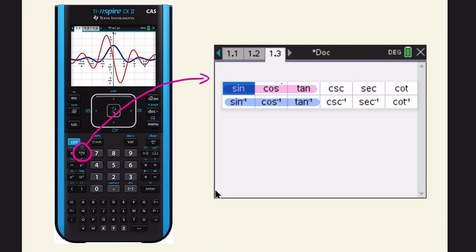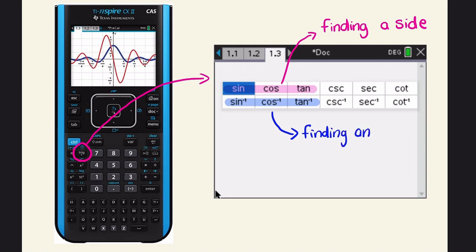So these top functions we use when we're finding a side. When they give us an angle and we're looking for a side, we use those top functions. These bottom ones we use when we're finding an angle. Okay, so now that we have our functions all set up, let's take a look at a problem.